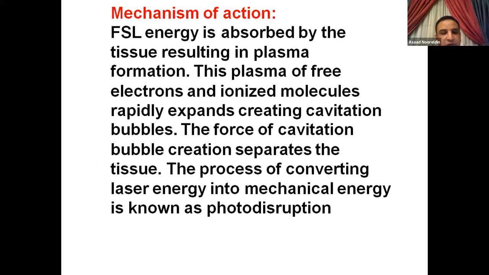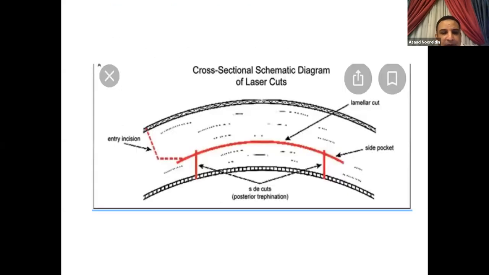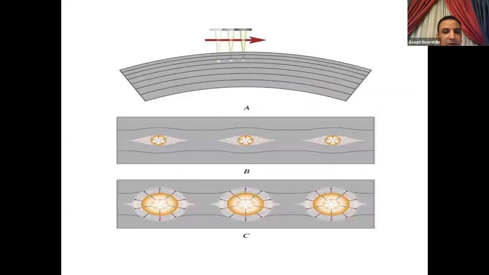How does it work? The femtosecond laser energy is absorbed by the tissue, releasing plasma and leading to plasma formation. This plasma formation leads to the creation of cavitation bubbles. These bubbles lead to separation of the tissue, converting the laser energy to mechanical energy in a process called photodisruption. This figure shows the photodisruption or separation of the tissue by the femtosecond laser.